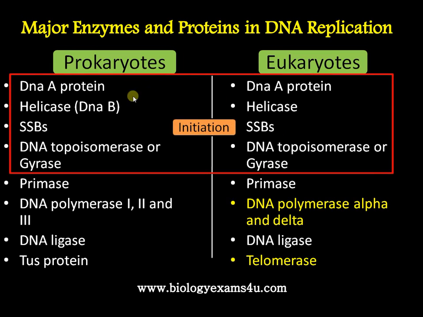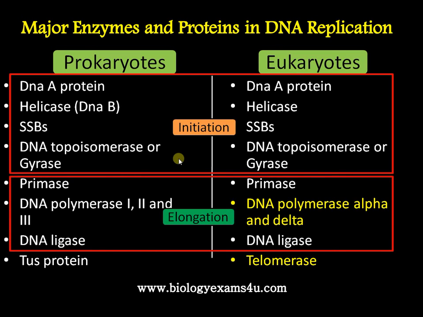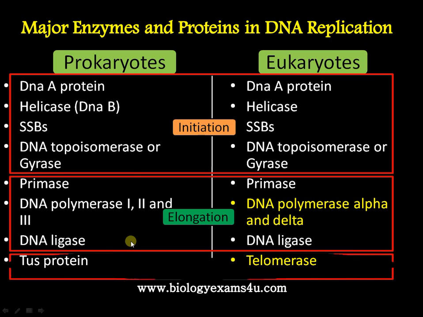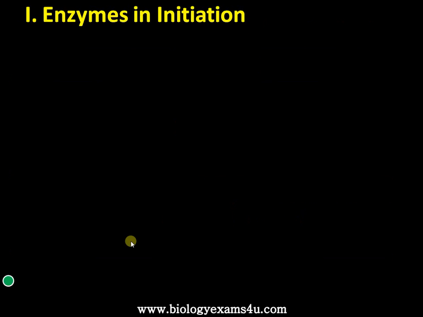And these are the proteins involved in the initiation process, from DnaA protein up to topoisomerase, and these are the proteins involved in the elongation process, that is from primase to DNA ligase, and the termination process is carried out by Tus protein and telomerase. And we will be discussing in detail the function of each and every protein.